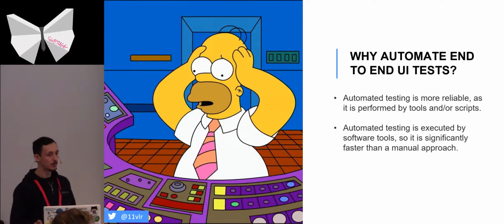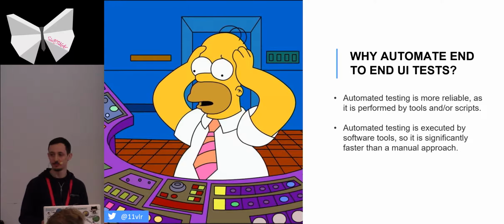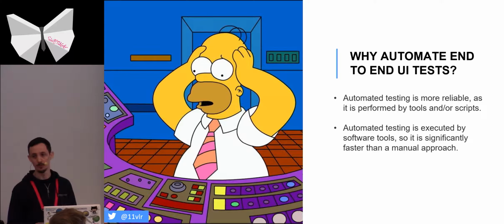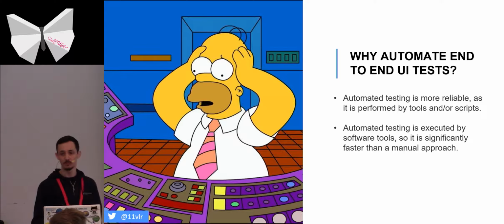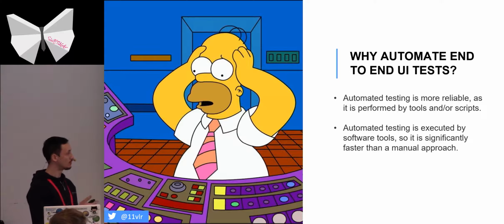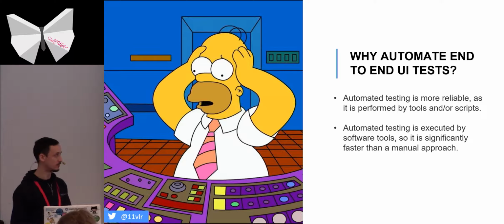So why do we bother automating end-to-end tests in the first place? Well, it can be more reliable. Of course, it depends on the person writing the tests or the checks. But because it's performed by tools and scripts, there's less distractions, and also they can be executed a lot quicker because it's just running through the checks that we tell it to.